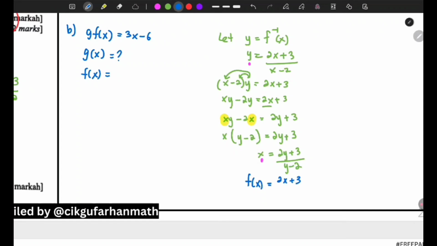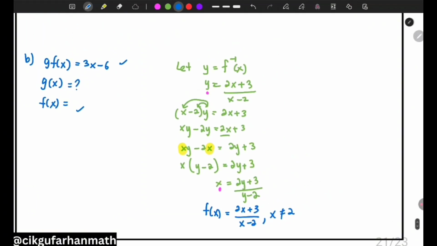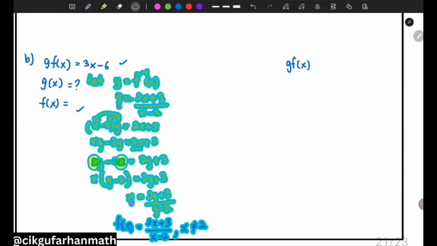2x plus 3 over x minus 2, and your x cannot be equal to 2. You've got your g(f(x)), you've got your f(x). Now you can find your g(x). So let's go. This thing I will put here because I need a lot of space.